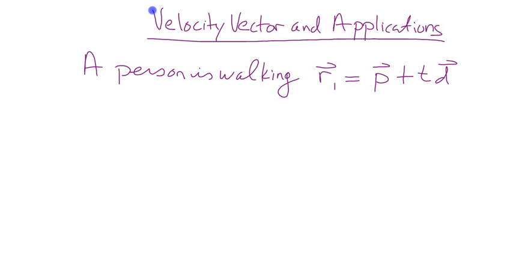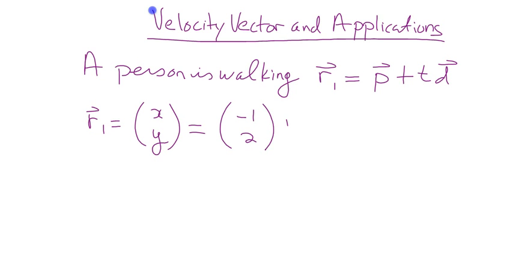as so. The vector R1, which is P plus T times D. And R1 is equal to (x, y) equals (negative 1, 2) plus t times (4, negative 3), where t is measured in hours.